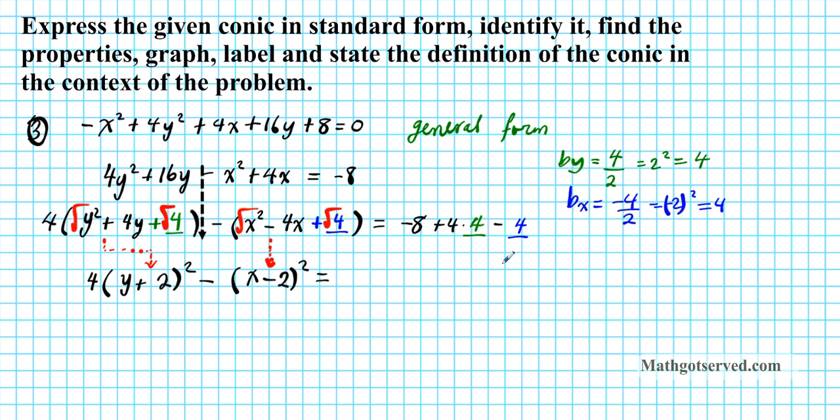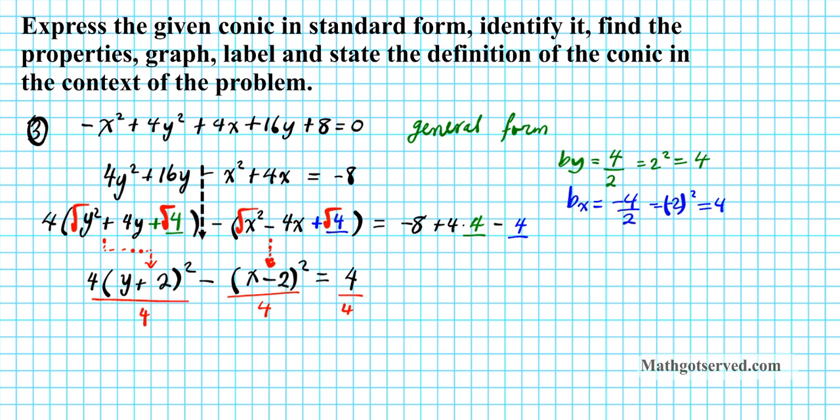Now on the right side of the equation, let's go ahead and simplify this. This is negative 8 plus 16 minus 4. That gives us positive 4. Now to get this into standard form, we just have to set it equal to 1. So what we're going to do is divide every single term by 4. Divide this by 4, divide this by 4, and divide that by 4.